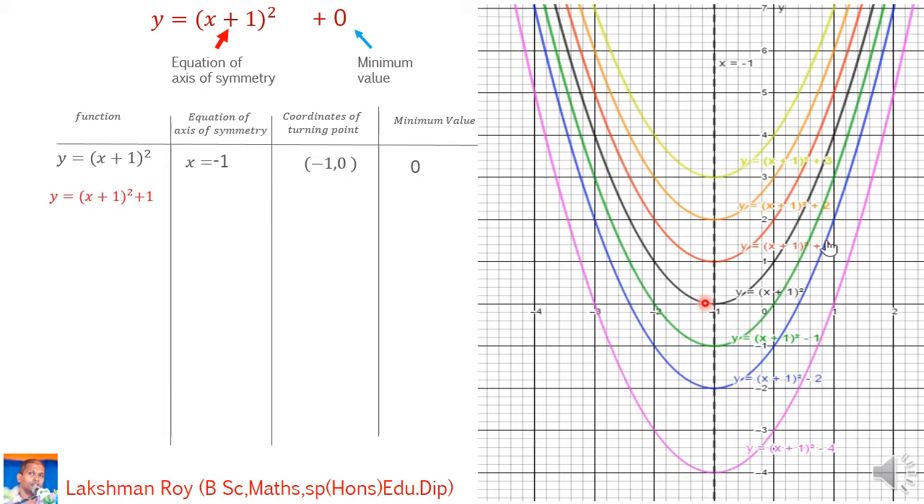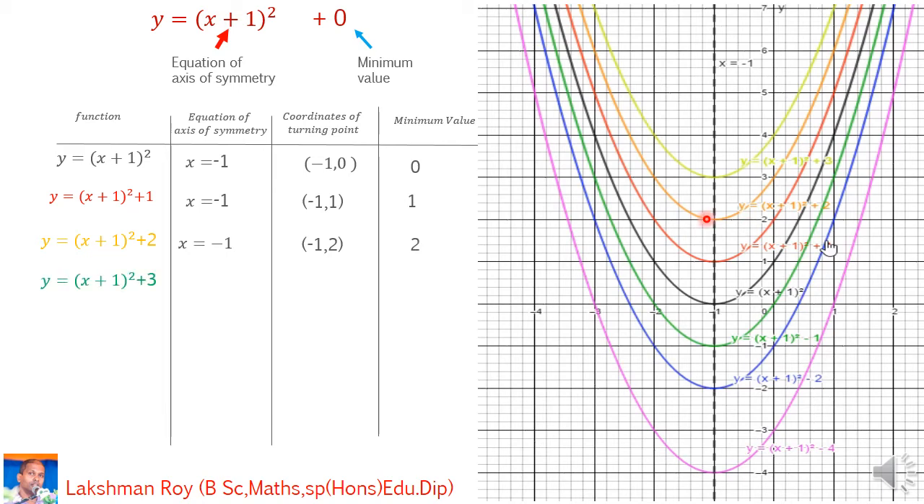Go to the second function, the graph of (x plus 1) squared plus 1. The equation of the axis is the same, x equals -1. This is the turning point: x is -1, y is 1. The minimum value is 1. Third one, y equals (x plus 1) squared plus 2. The axis is the same, and the turning point has x coordinate -1 and y coordinate 2. The minimum value is 2.